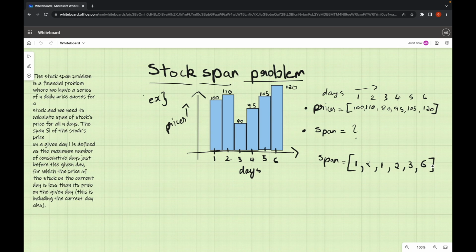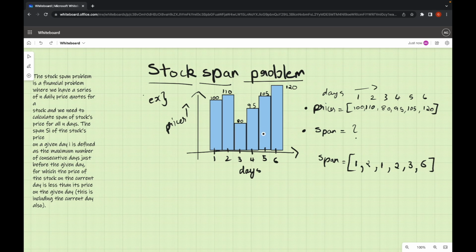So how do we find out the span? One easy way would be to compare the price on any ith day with all the days that precede it until you find a day that has a price greater than it. So for example, let's say you wanted to find the span of day 3. You compare it with day 2. Since it's less, the span is 1.